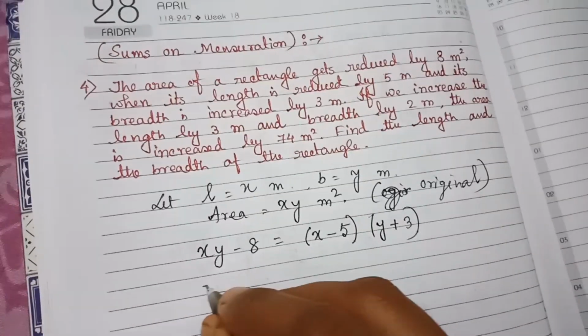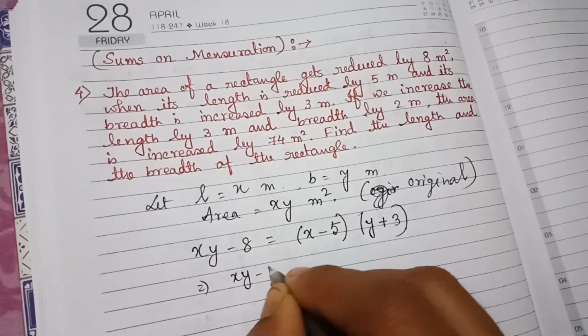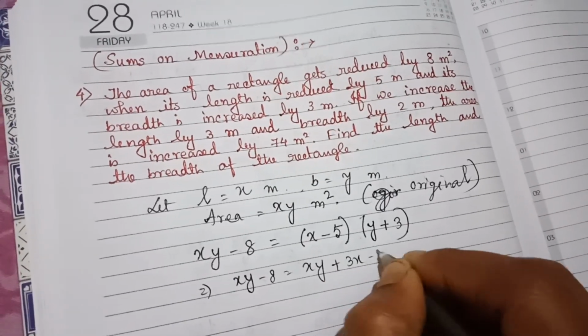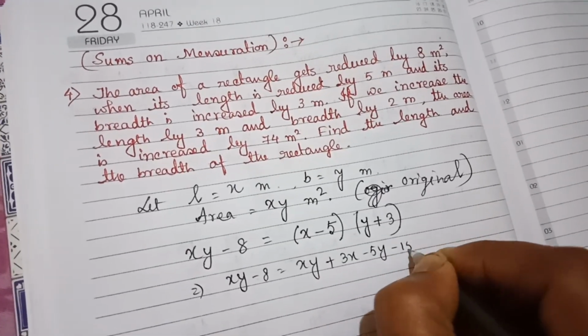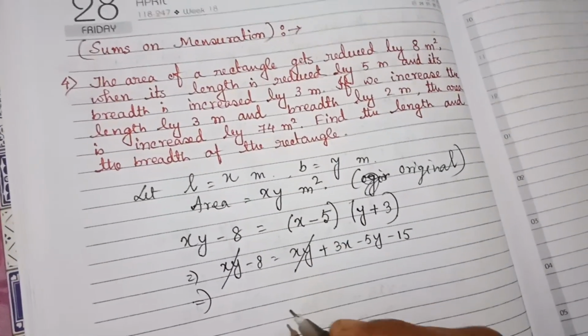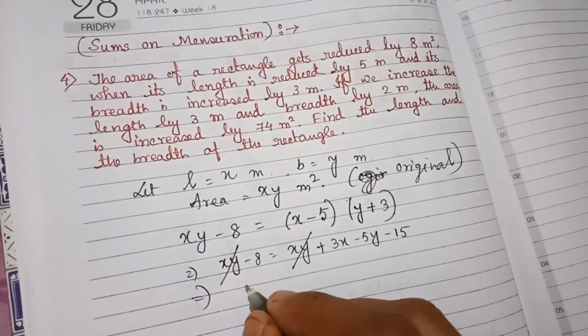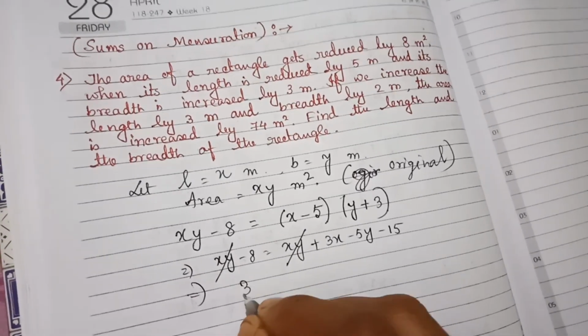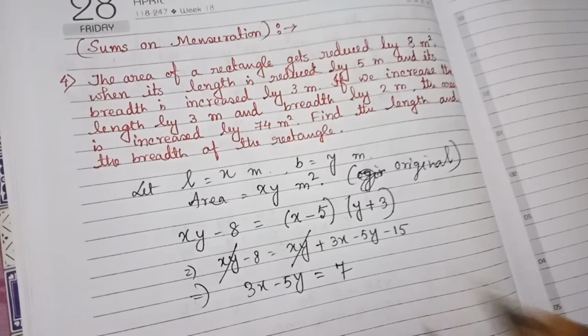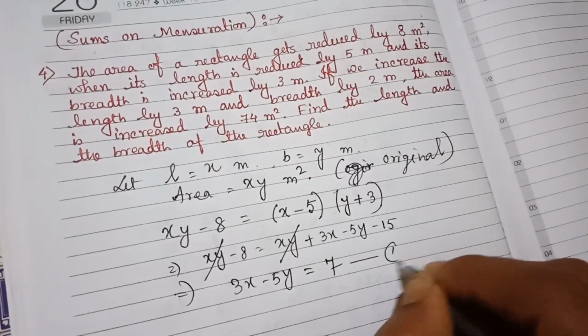Okay, so we will simplify it. It is equal to xy plus 3x minus 5y minus 15. From this you can see xy on both sides will be cancelled out. So we are getting 3x minus 5y is equal to 7. And this is number 1 equation.